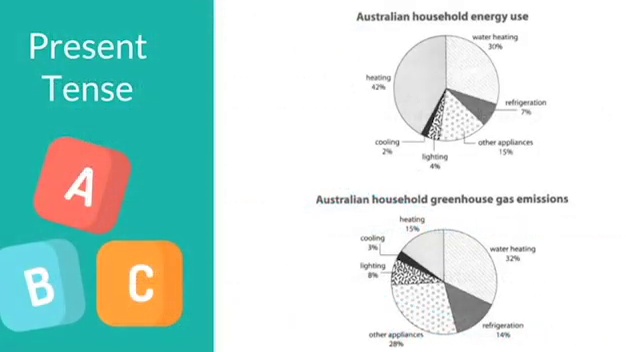So the first example that we have here is a comparative graph. I want you to notice that we don't have any dates here. All we have are 2 pie charts with some data. In this case, since we don't have any dates that are mentioned, we have to write our essay in present tense.